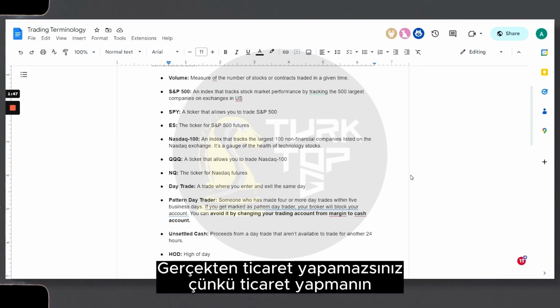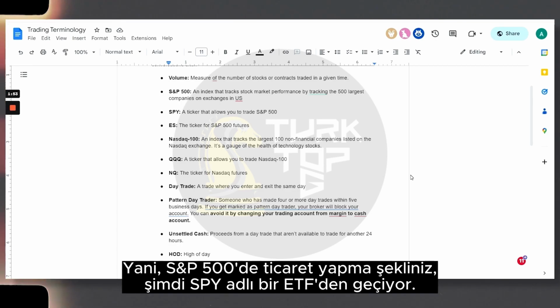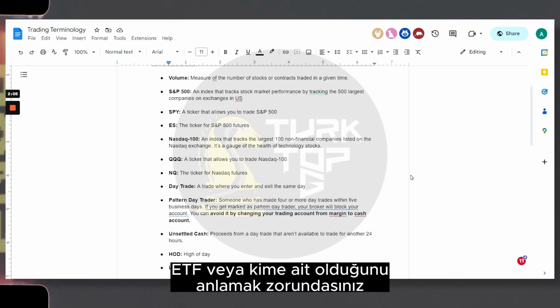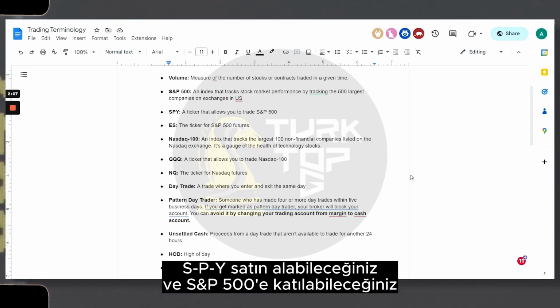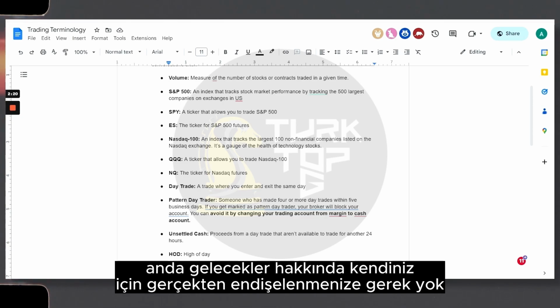Now, given that it's an index, you cannot really trade it, because it's just a calculation, right? So the way you trade the S&P 500 is through an ETF called SPY. Now, you don't really need to understand the intricacies of an ETF or who owns that. You just have to understand that you can buy SPY and participate in the S&P 500. Then you have ES, which is S&P 500 futures. That will come later. You don't really have to worry about futures right now.